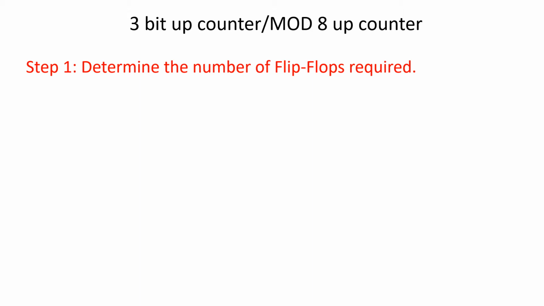The relation between bits and flip-flops is like this. If we want to design 2-bit counter, then we need 2 flip-flops. Since we are designing 3-bit counter, we need 3 flip-flops. If we increase the bits, flip-flops will increase. If it is 4-bit, it will be 4. If it is 5-bit, it would be 5.